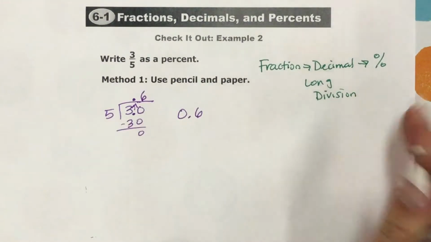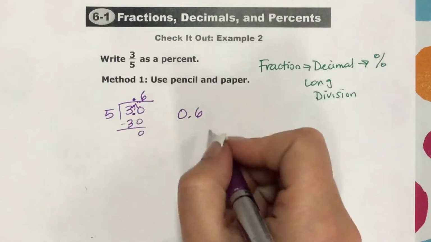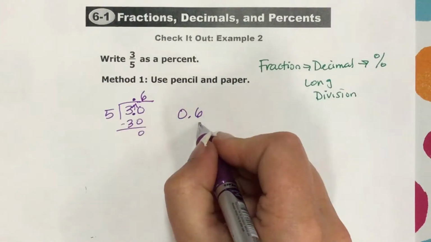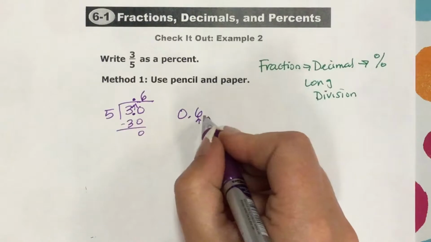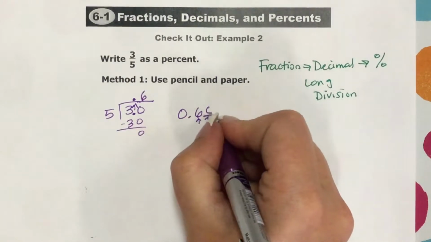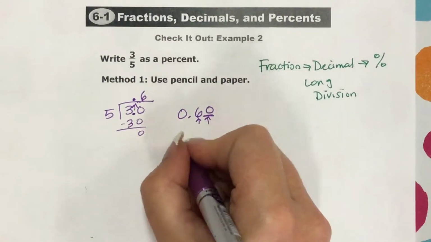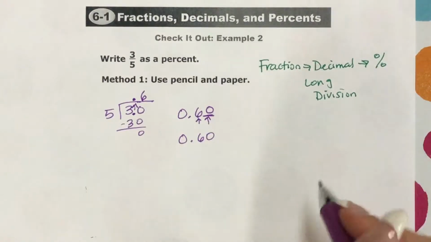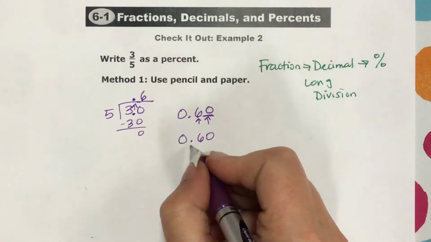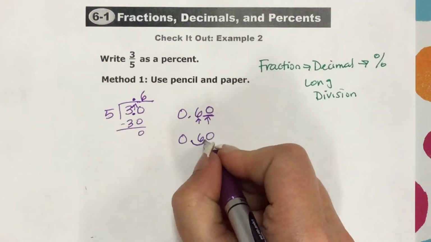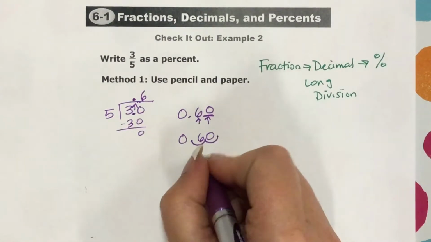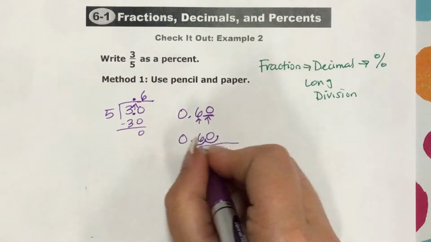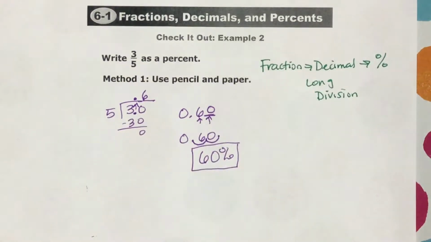Now, I want to convert this to a percentage, so I know that this is in the tenths place, I need something in the hundredths place. Well, there is nothing there, so I'm going to add a 0, okay? So now I have 0.60, and then to convert it to a percentage, I'm just going to move this decimal over 2 places, and then it becomes 60%. All right.